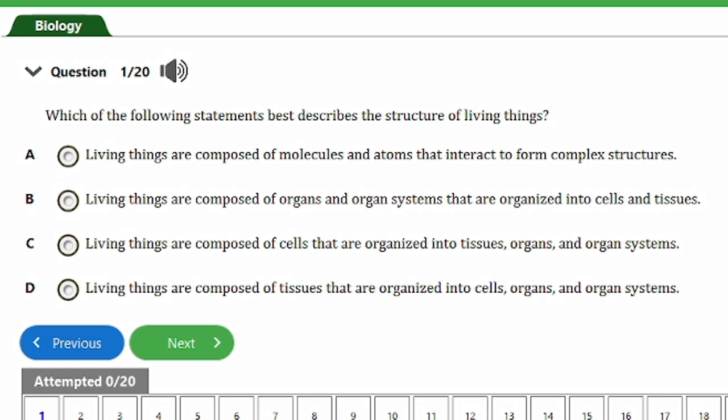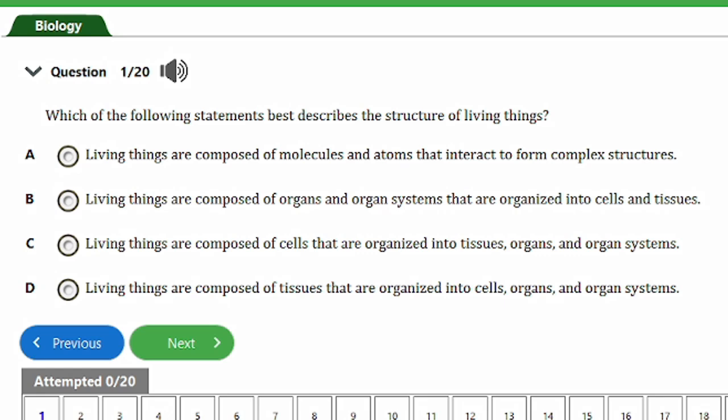So guys, let's consider the first question here first. We have, which of the following statements best describes the structure of living things? A. Living things are composed of molecules and atoms that interact to form complex structures. B. Living things are composed of organs and organ systems that are organized into cells and tissues. C. Living things are composed of cells that are organized into tissues, organs, and organ systems. D. Living things are composed of tissues that are organized into cells, organ, and organ systems.